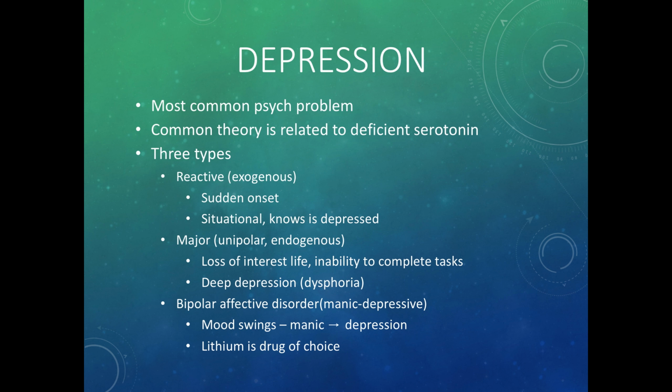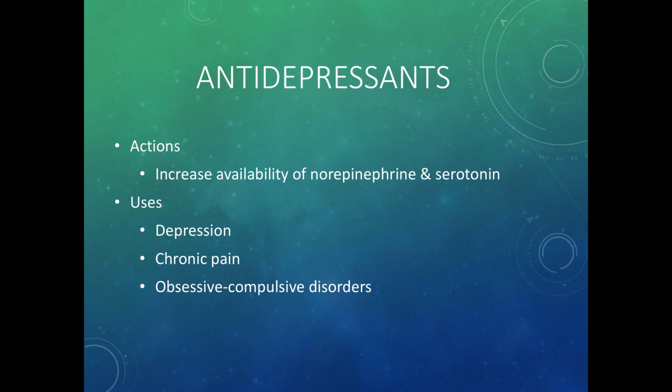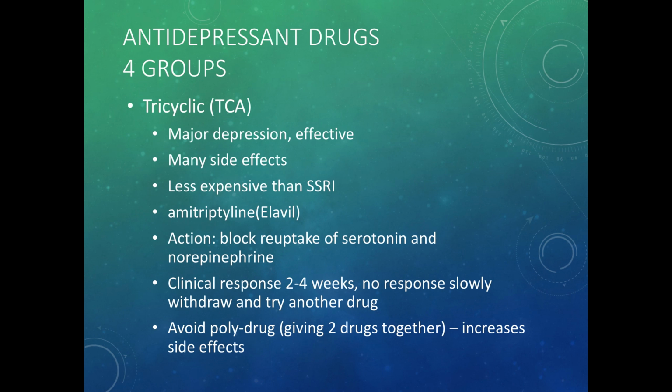So we have three major classes of depression. We have reactive, we have major depression, and then we have bipolar affective disorder, which is more related to mood swings where the patients become highly manic and then swing down to be severely depressed. So the actions of antidepressants are to increase the availability of norepinephrine and serotonin. We use that for depression, chronic pain, and also obsessive compulsive disorder.